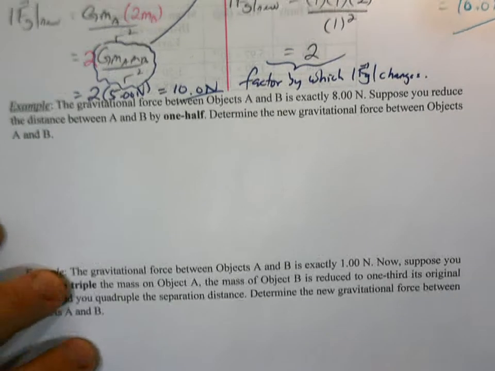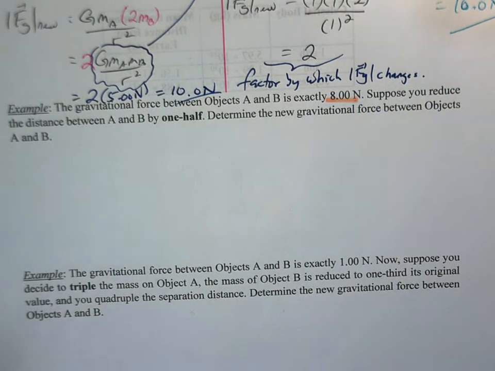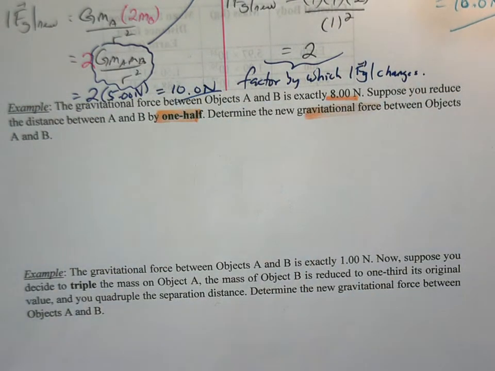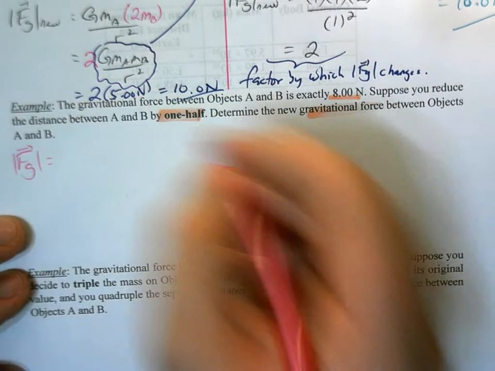So the gravitational force between objects A and B, we're told it's 8 newtons. Now we want to reduce the distance between A and B by half, and we want to find the new gravitational force. Alright, so we are told that Fg is 8 newtons.